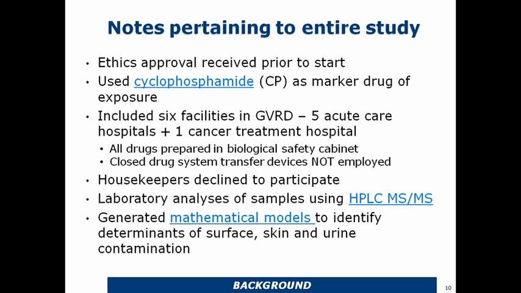We used the gold standard for analysis, which is high-performance liquid chromatography tandem mass spectrometry. This is used for practically all other current studies. And then in order to identify the determinants, we generate mathematical models. So linear regression is what we use.